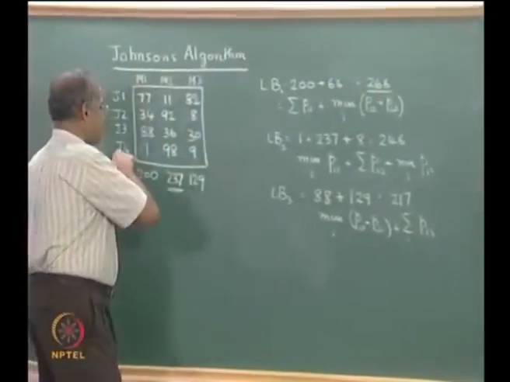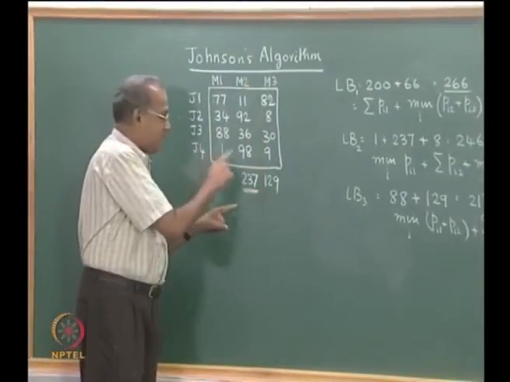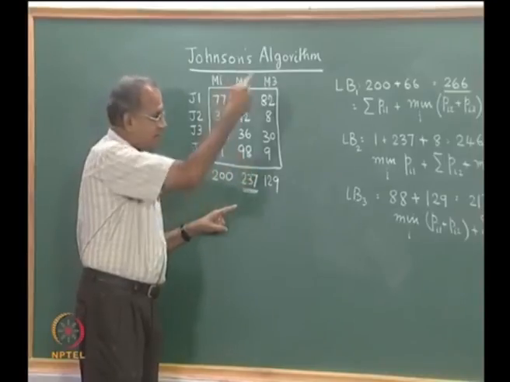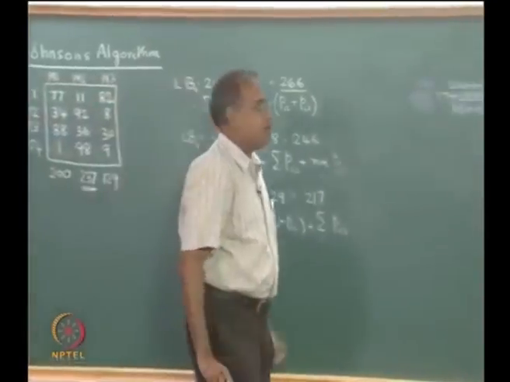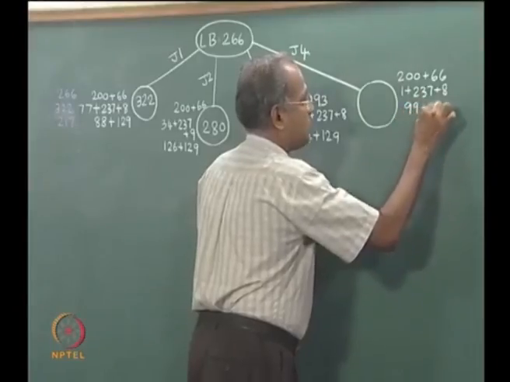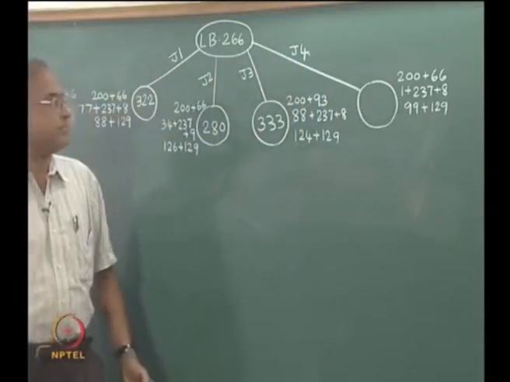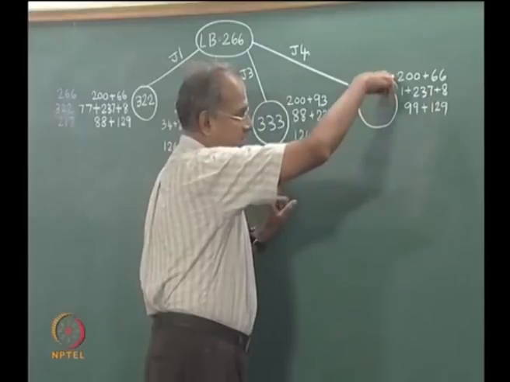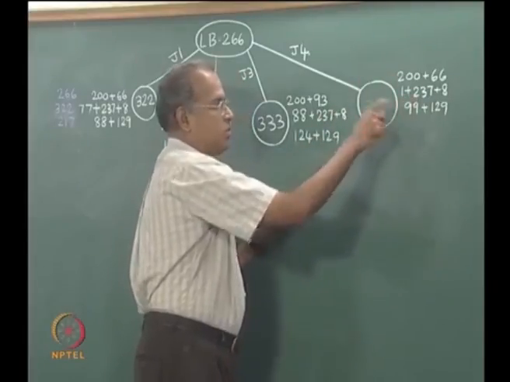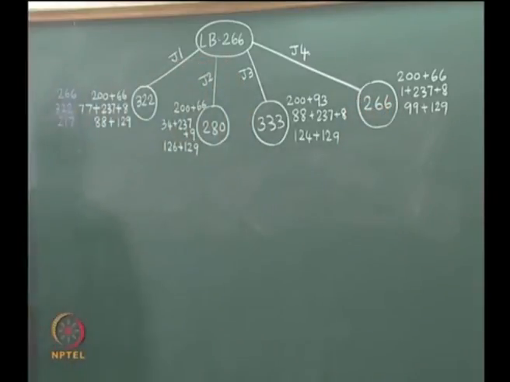And if J4 is the first job, the earliest M3 can begin is 99, because J4 has to finish 1 plus 98. So 99 plus another 129, which is 228. So this is 266, this is 246, this is 228. So the lower bound remains as 266.